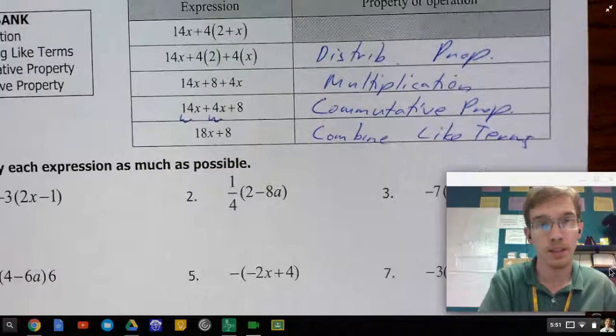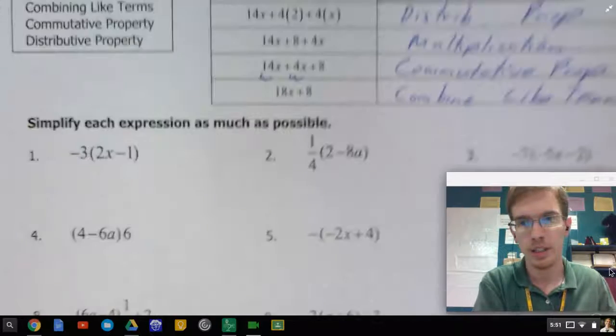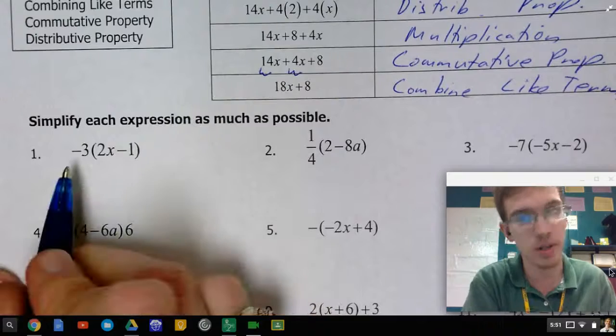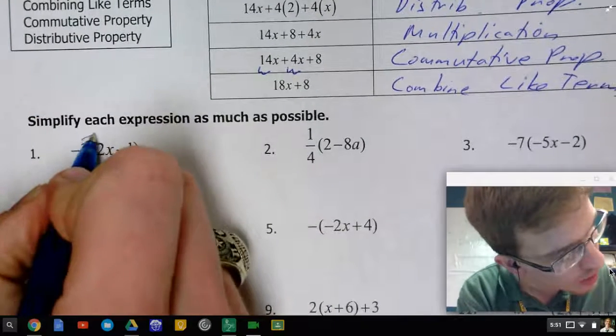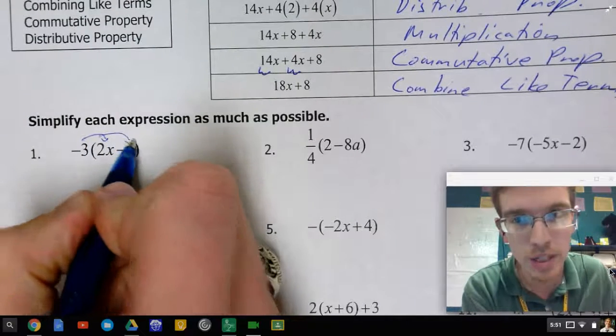Okay. Now let's get to some good examples here. All right, number 1. Simplify each expression as much as possible. So we're going to take the negative 3 out here, and we are going to distribute that. Okay, so negative 3 times 2x, negative 3 times negative 1.